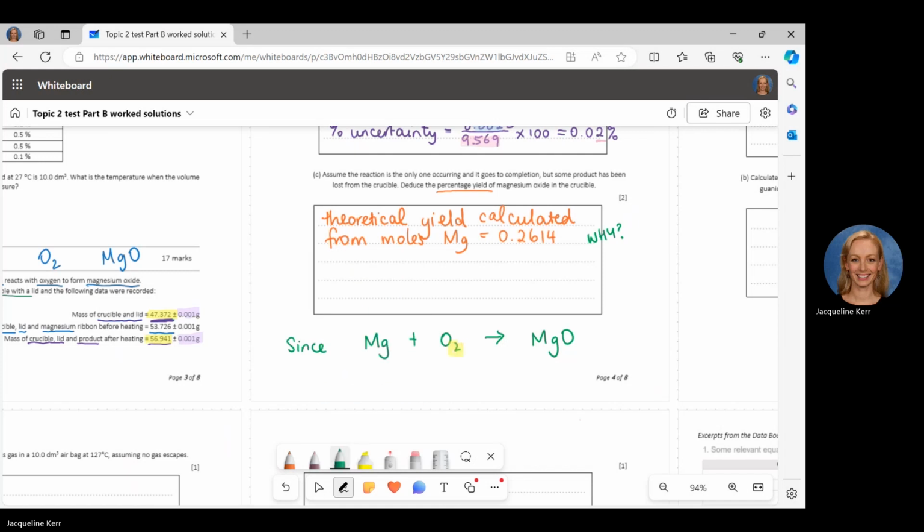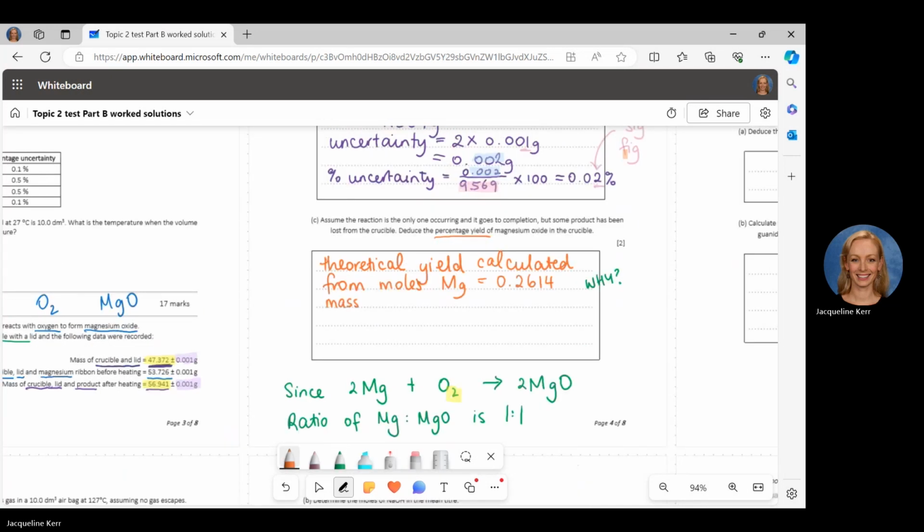And if I balance that out, my oxygen is a diatomic molecule, so I need 2 magnesium oxides there, which means I need 2 magnesiums. That's balanced. But the critical thing here is that our ratio of magnesium to magnesium oxide is 1:1. So that means the moles of magnesium should tell us the moles of magnesium oxide.